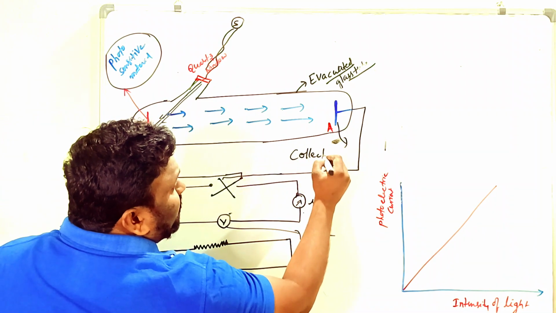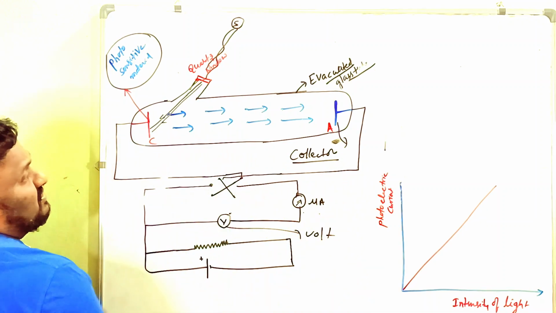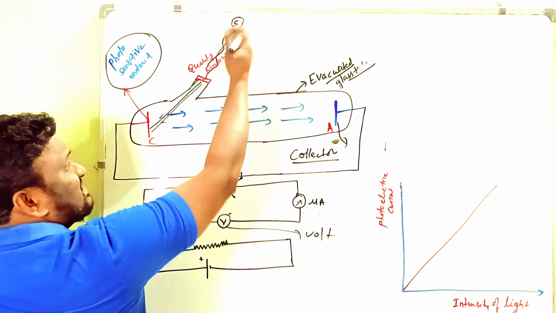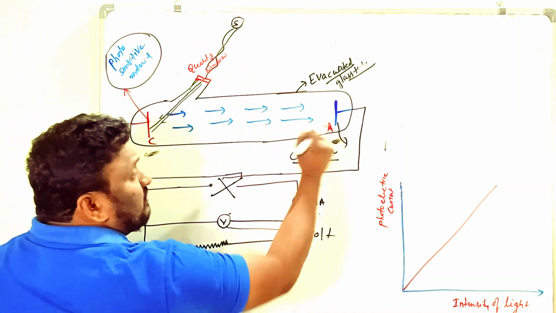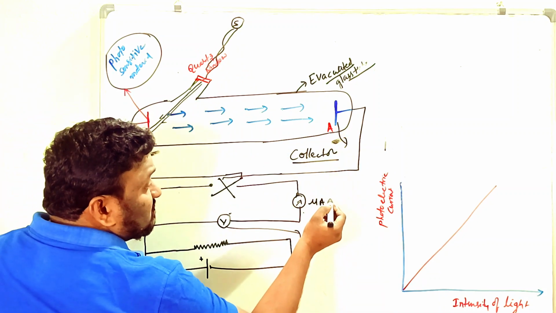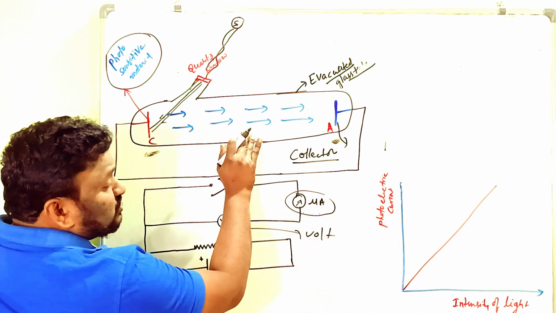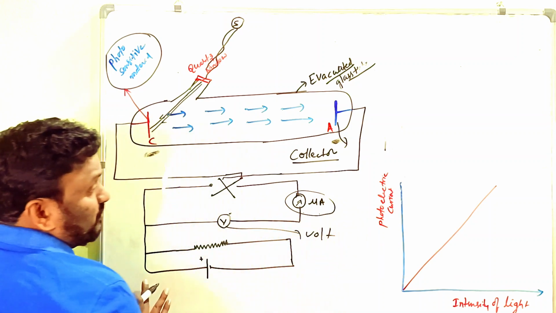Collector. Why are we calling it a collector? Collector means it will collect the electrons which are coming from the cathode. While the light energy is continuously falling, the electrons are liberated continuously and they reach the collector. The amount of electrons moving is what we call current. The photocurrent is represented by the microammeter in the circuit.